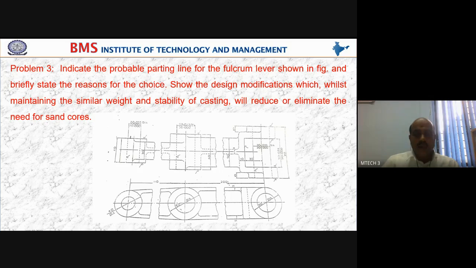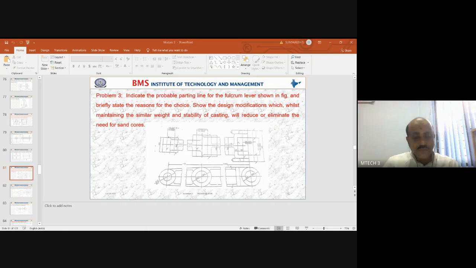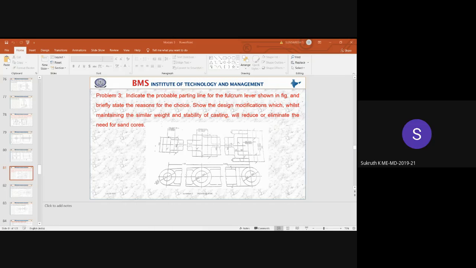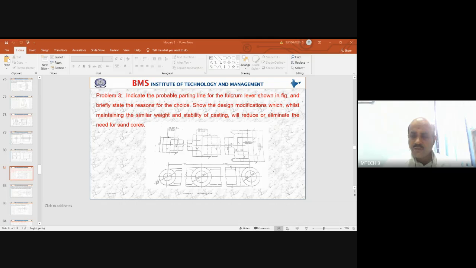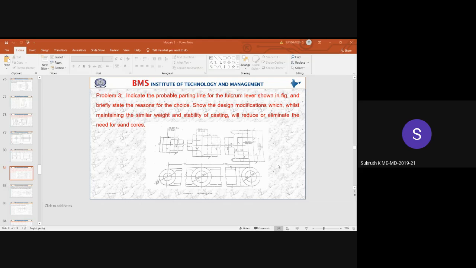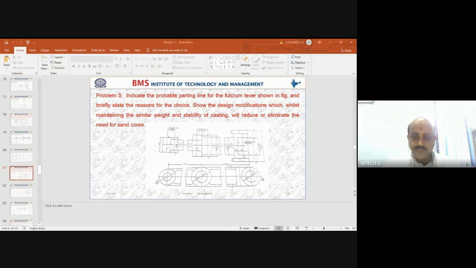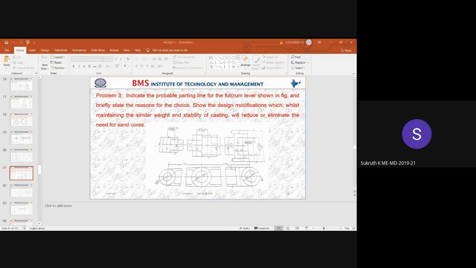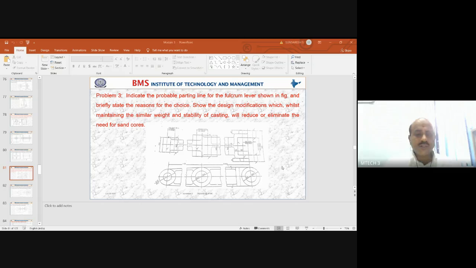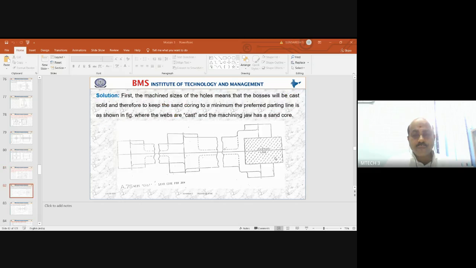Right. Anybody, Sukrut? Sir. Have you given a try for this problem? It's as Sandesh said, the parting line comes at the center, and the sand core on the right hand side, sir. Okay. Let us check the solution now.